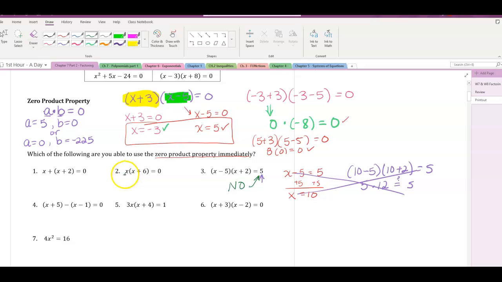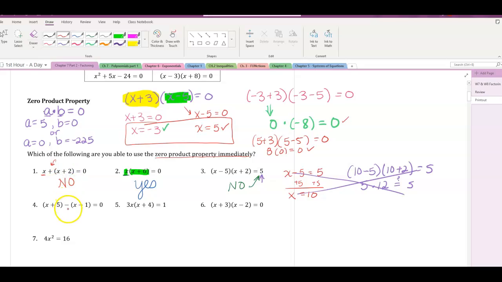Number 2, I can. Even though I don't have two binomial factors, that's okay. I have a factor times a factor, and it's equal to 0. This is good. Number 1, I don't have a factor times a factor. This is a plus sign in between. I have a term plus some term. That is not going to work.